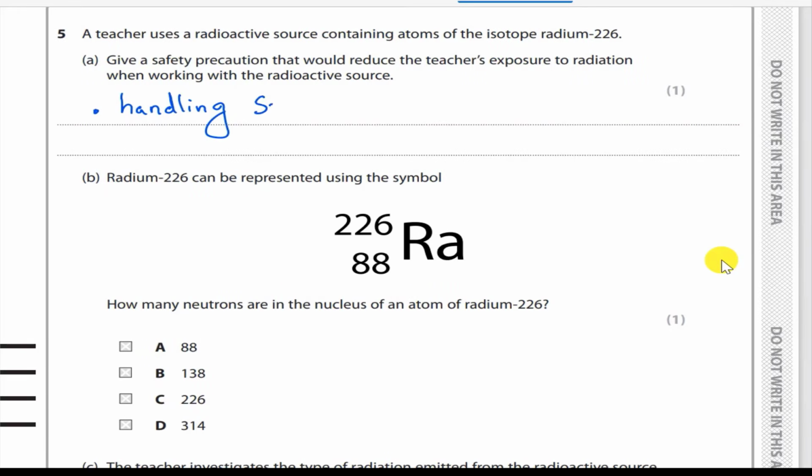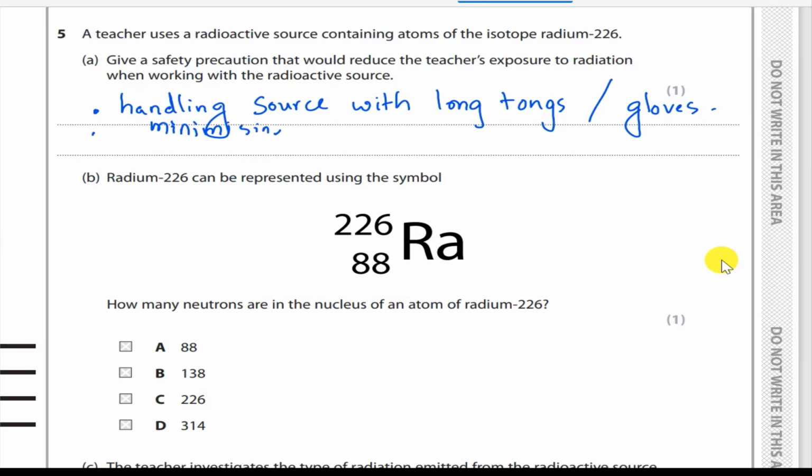Handling source, the time handling the source, or use of lead apron or shielding.